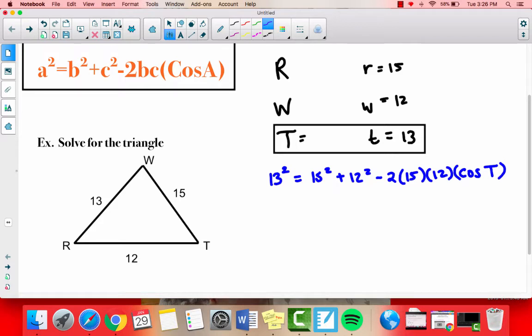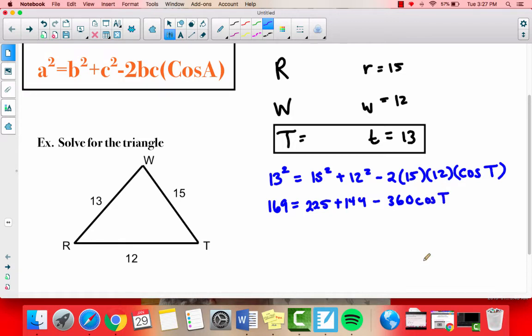And now it's just a matter of simplifying. So I'm going to just go to my calculator and multiply what I can, add what I can, and then solve for T. So 13 squared is 169. Then we've got 15 squared, which is 225, plus 144. And then I have to multiply these three numbers together. So we get 2 times 15 times 12, that's 360. So we've got minus 360 times the cosine of angle T.